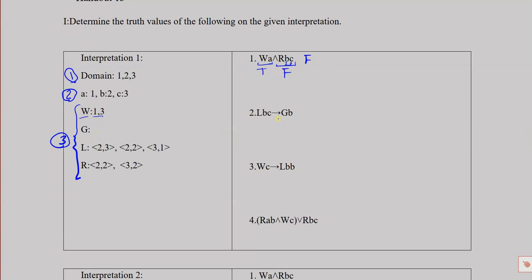Okay, let's deal with this one. This one is a conditional. So the truth value of the first part, LBC. So again, B is 2, C is 3. Notice that 2, 3, this ordered pair is in the extension of L. So it is true that B loves C. How about this one, GB? Well, B refers to 2, so is 2 in the extension of G? No, nothing is in the extension of G. So GB is going to be false. And true arrow false gives us false again.